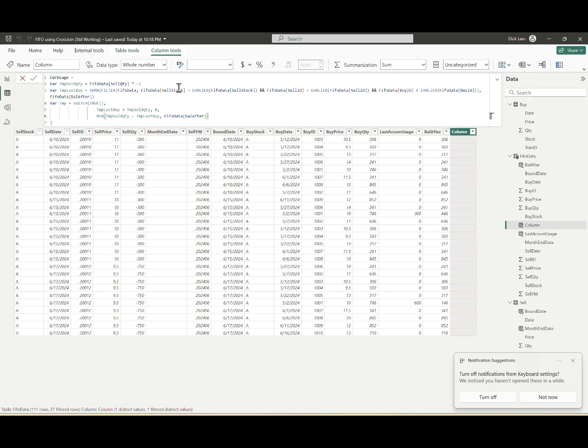Now, if it is less than the balance after, that means it is to be covered by the balance after. If it is more than the balance after, that means that even the current row of balance after is not sufficient to cover. That means the whole row buy-in quantity is to be consumed. All right, so I hit enter.